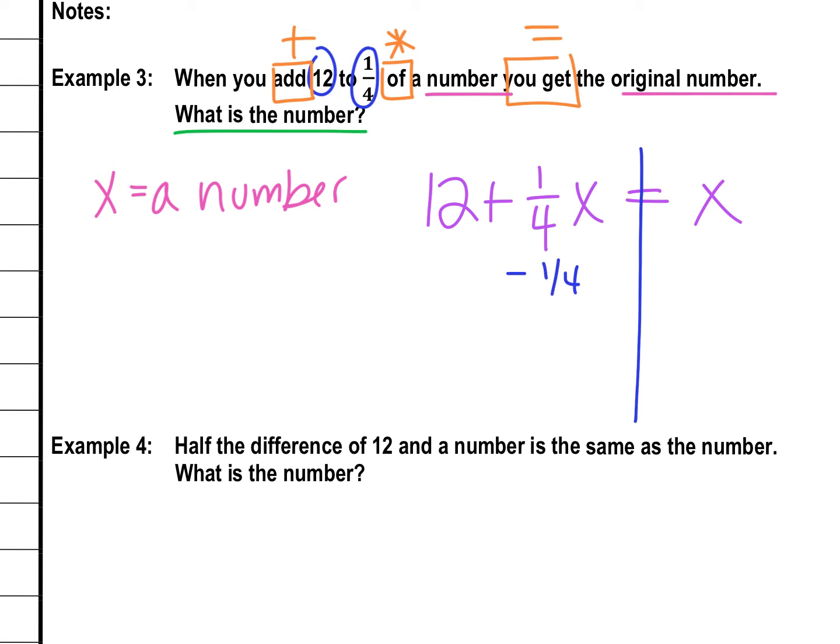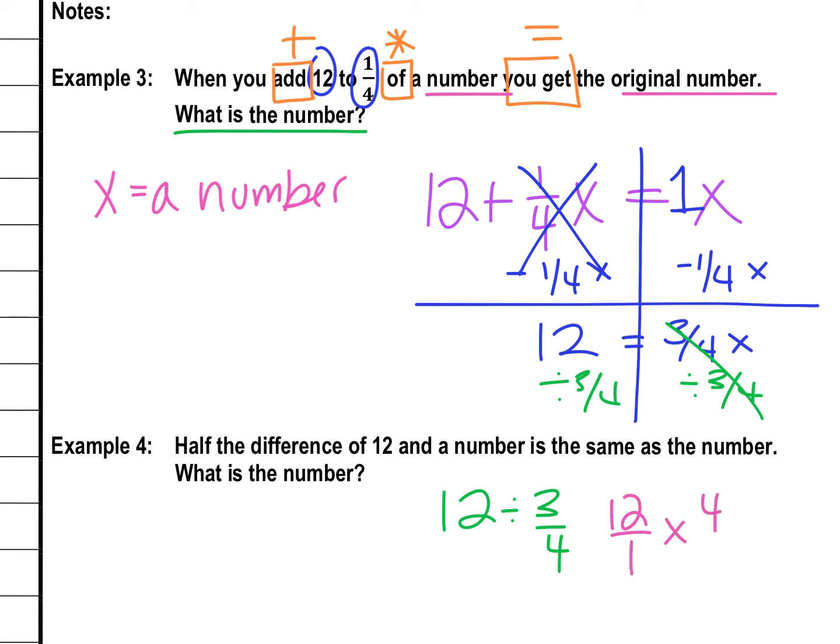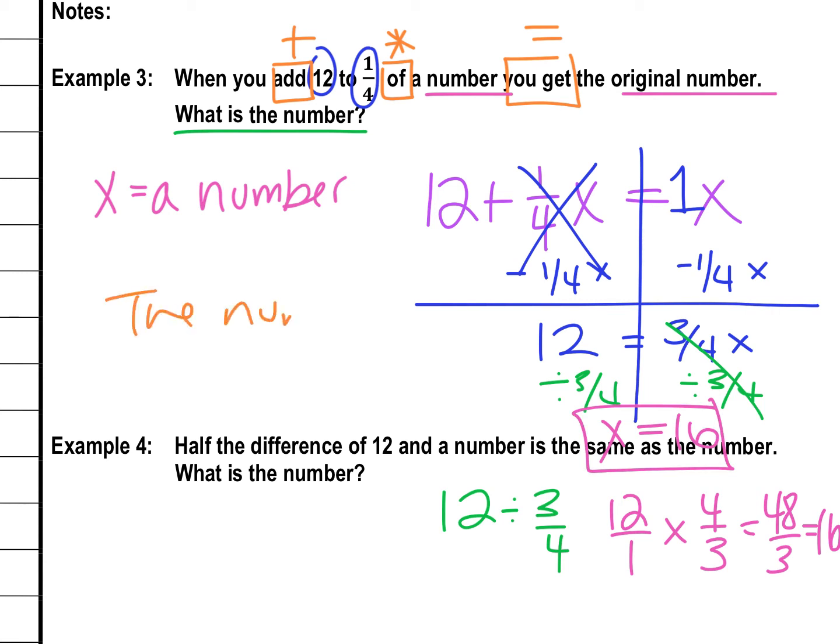So I need to get my variables to the same side. So I'm going to subtract 1/4 x because I know this is 1x. 12 equals 3/4 x. And then I need to divide by 3/4 to solve. So 12 divided by 3/4. Keep, change, flip. 12 over 1 times 4 over 3 is 48 over 3. And when you divide, it is 16. So x equals 16. So now we can actually answer the question. The number is 16.